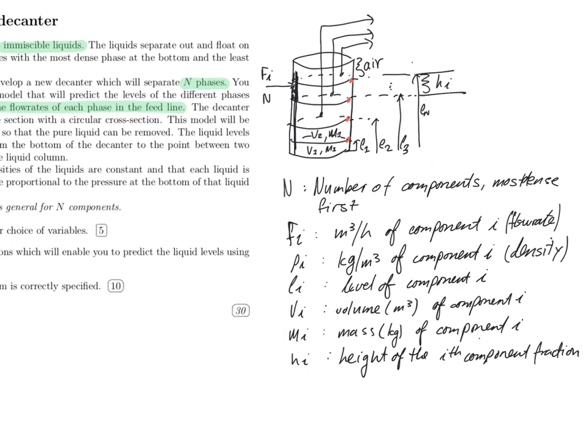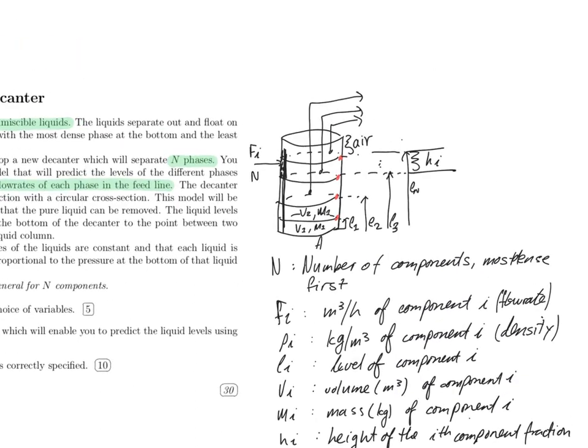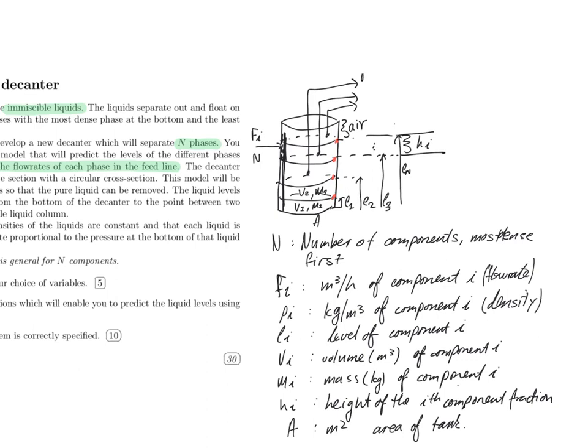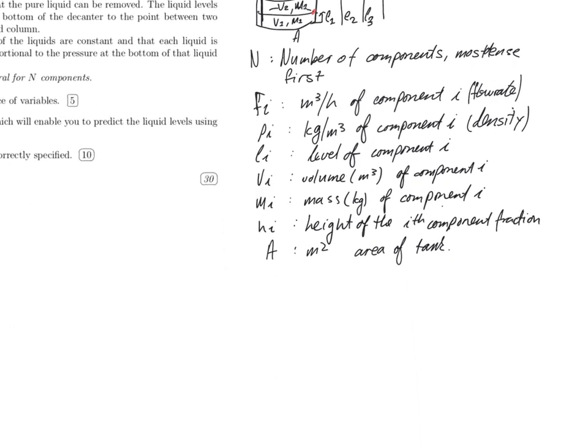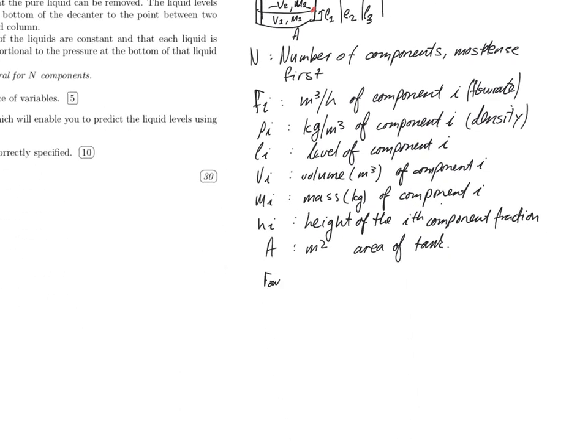Right, so I think that's pretty much the symbols all sorted out. And we probably also need a couple of additional symbols just for the area. So let's say that's the area of the tank. And we probably need some kind of F out for each one of these components.